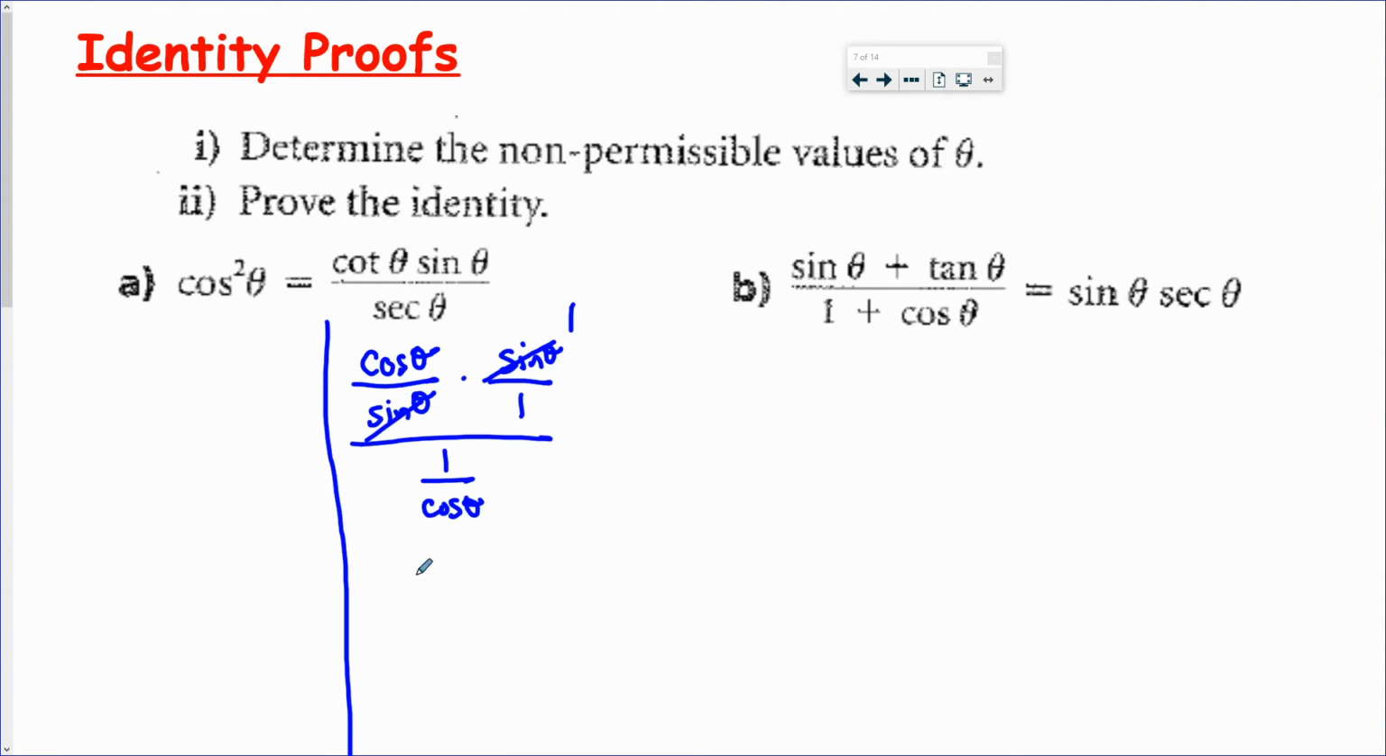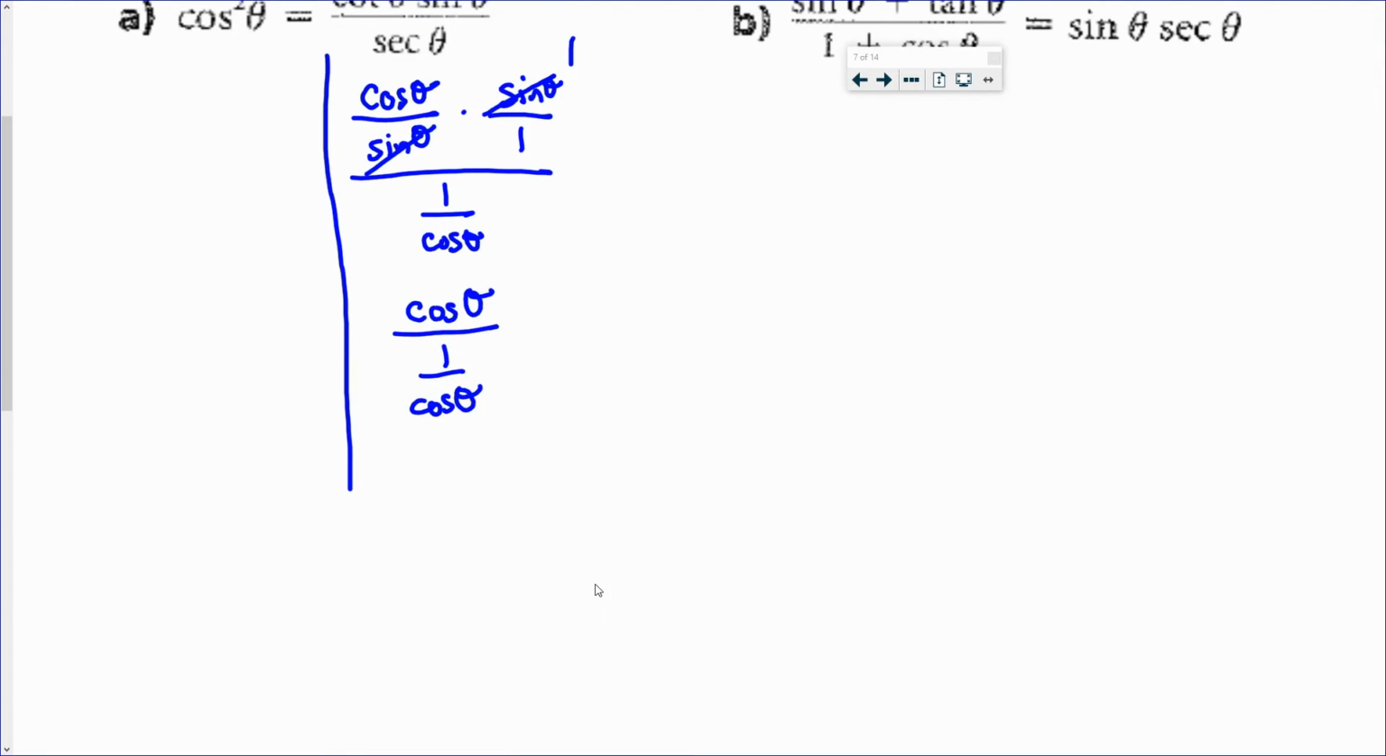Okay, so in the numerator, I basically just have cos theta, and it's divided by 1 over cos theta. By the way, when you're doing a proof, it's very important that you show all your steps. Don't ever skip when you're canceling things. Make sure that you're crossing them off and clearly showing it. You're doing a proof, and you need to show every step. Okay? So, next step would be take my numerator, multiply it by the reciprocal of the denominator.